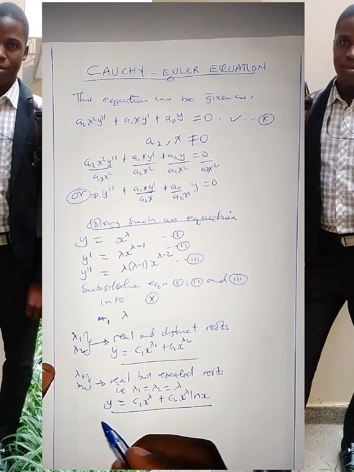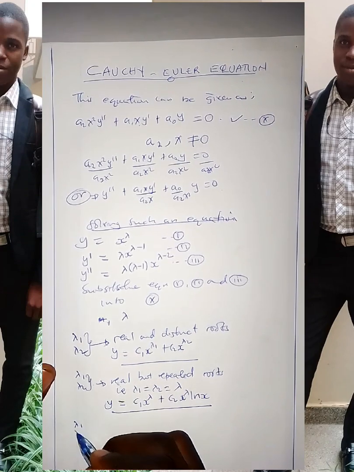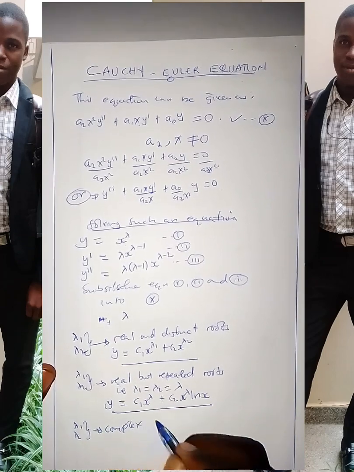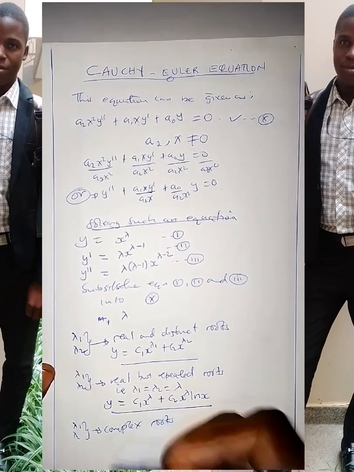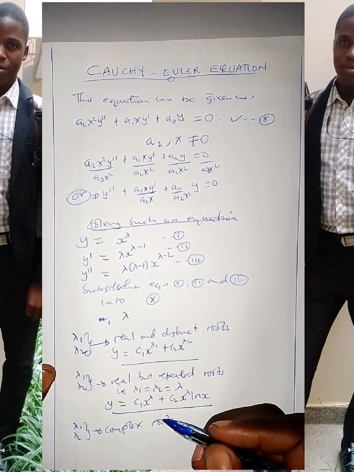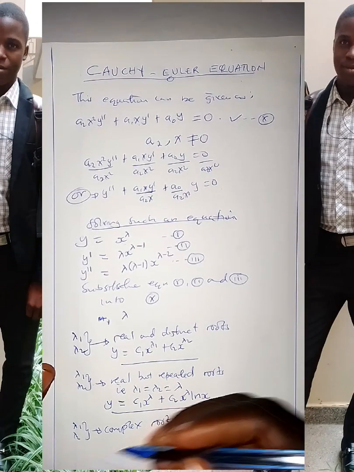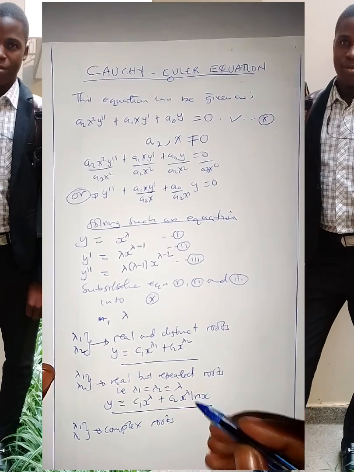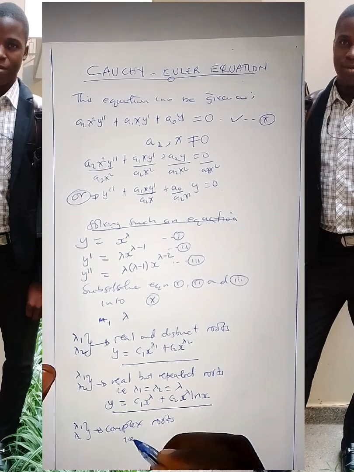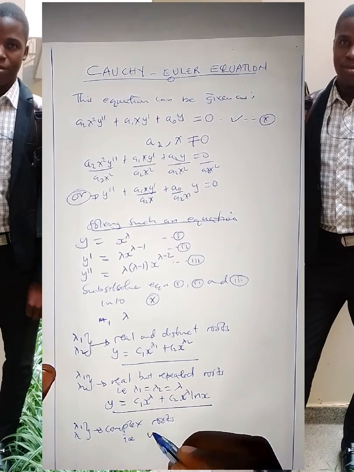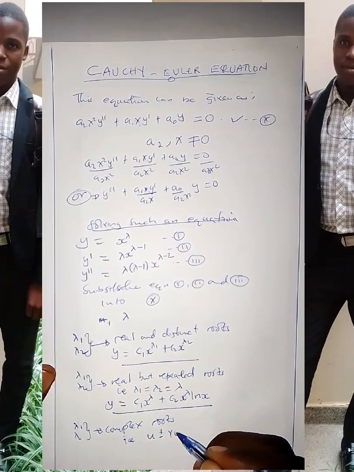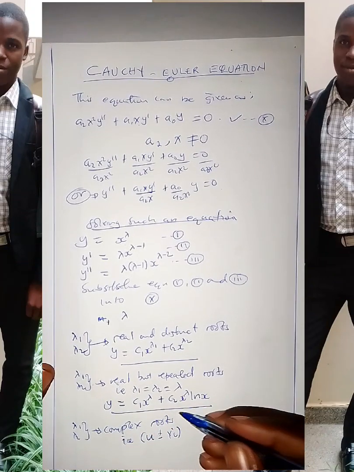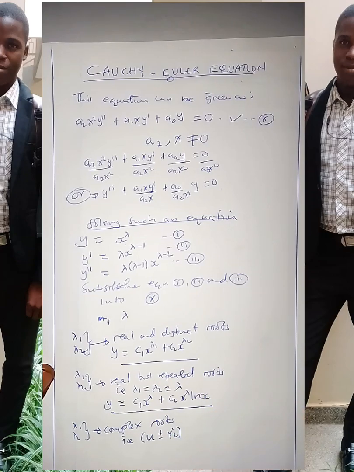Then there are cases whereby we have lambda 1 and lambda 2, but these ones are complex roots. So if they are complex roots, what happens? You know what happens. You have dealt with very many issues concerning complex roots. Let us assume that our complex roots are u plus or minus vi in this case. So if it is u plus or minus vi, what happens is what we want to look at.